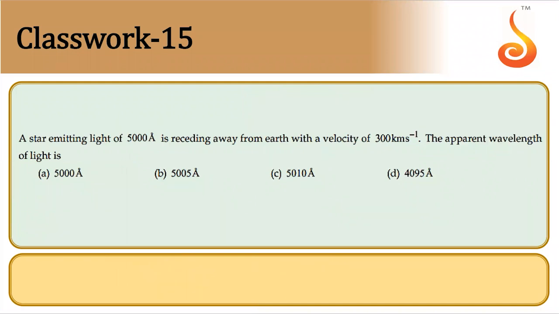A star emitting light of 5000 angstrom is receding away from Earth with velocity 300 km per second. Apparent wavelength of light is? So this is again based on Doppler effect. See, this is Doppler effect in light.